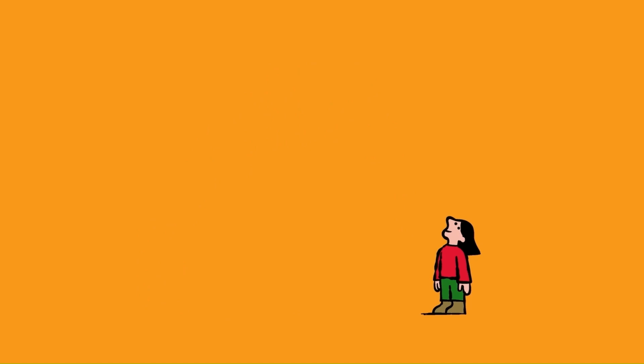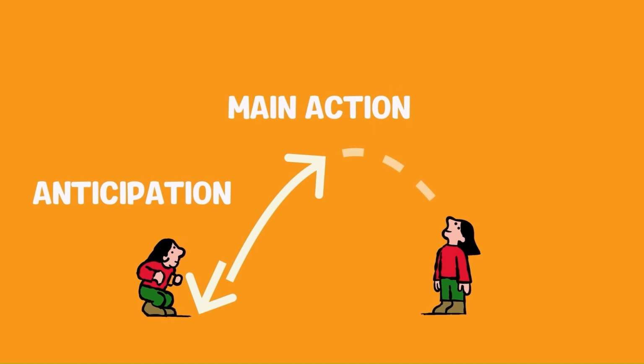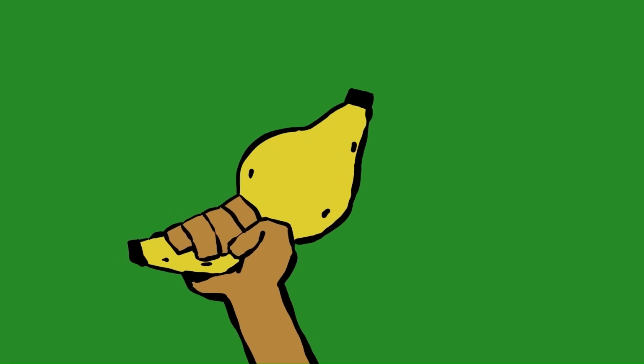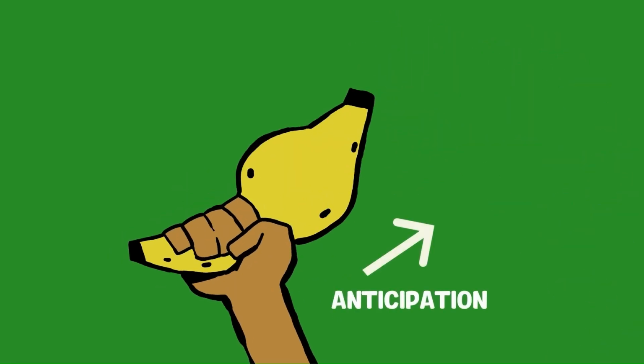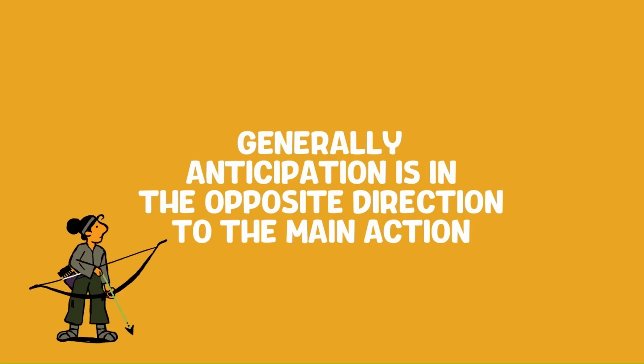A good rule of thumb for anticipation is that it usually happens in the opposite direction of the main action, and it's almost always smaller than the main action. Of course, there are always exceptions. In this case, I've really exaggerated the anticipation and then had a quite small main action, so a little jump. I did this because I thought it looked funnier. And here I've made an anticipation that builds energy in the same direction as the main action, and it still works. But yeah, generally most anticipations are in the opposite direction to the main action.